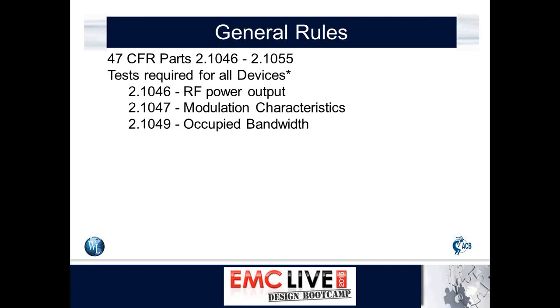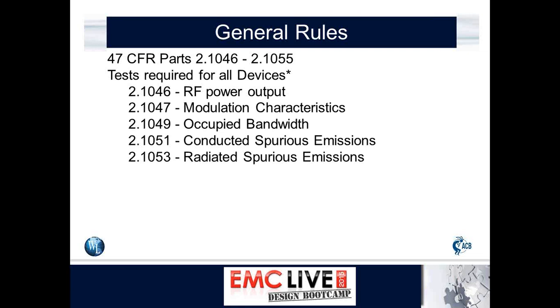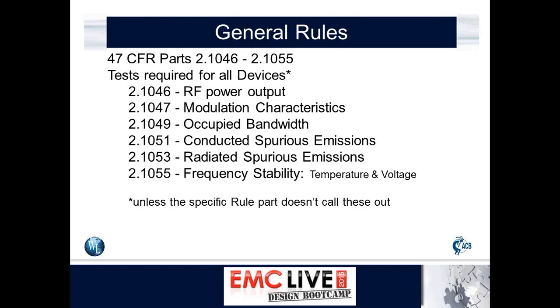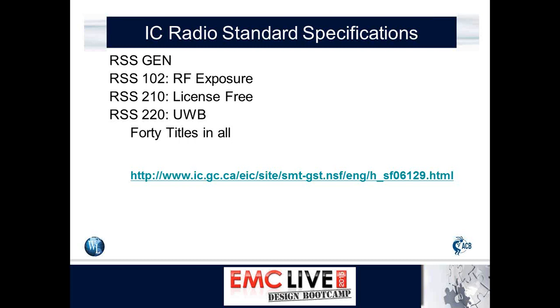Okay, so all devices have to have RF power output, modulation characteristics, occupied bandwidth, conducted spurious emissions, radiated spurious emissions, and frequency stability. All of this has to be there unless the specific rule part doesn't call these out. For example, there are no limits for temperature stability, frequency stability in Part 15, so you wouldn't have to submit that. For Industry Canada, there's the RSS-Gen, the RSS-102 for RF exposure, the RSS-210 for license-exempt devices, and RSS-220 for UWB. They have 40-some-odd titles in all. All have to be looked at to make sure you're complying with all the right requirements.